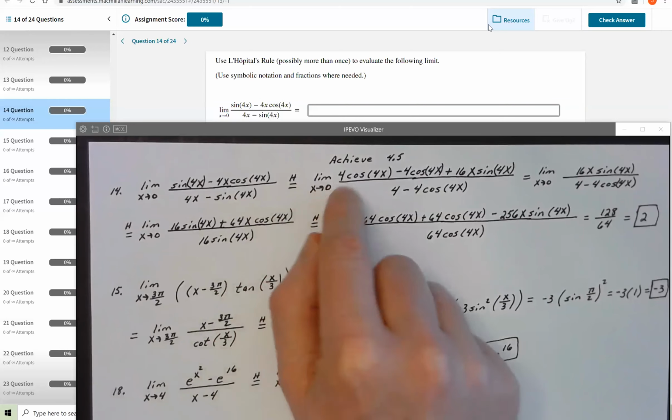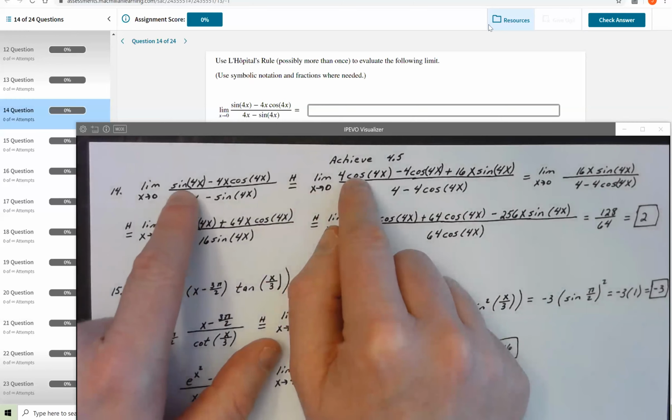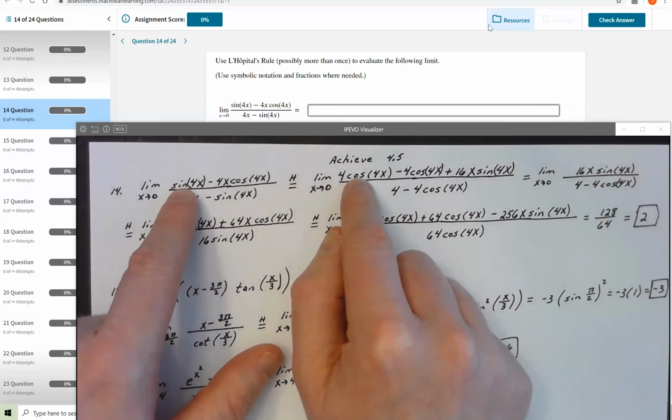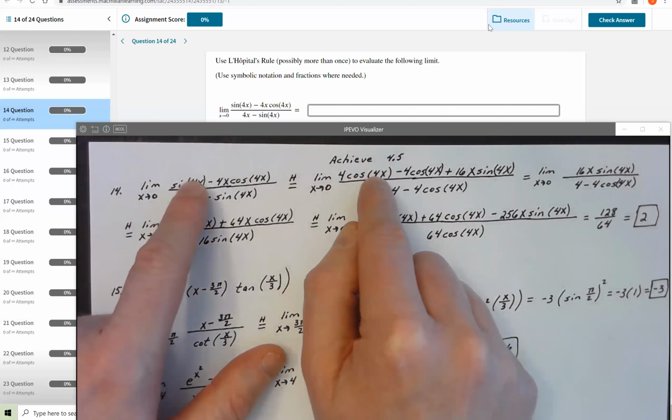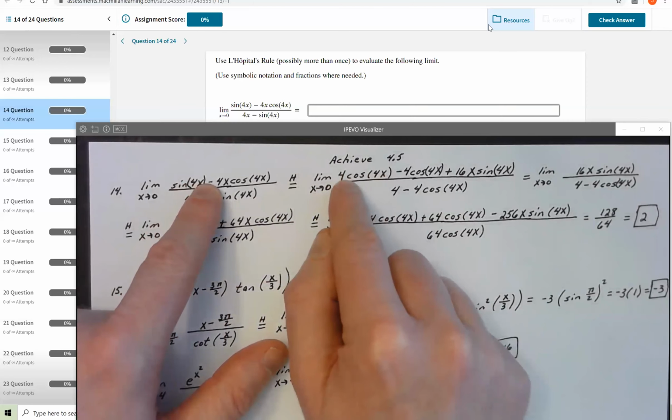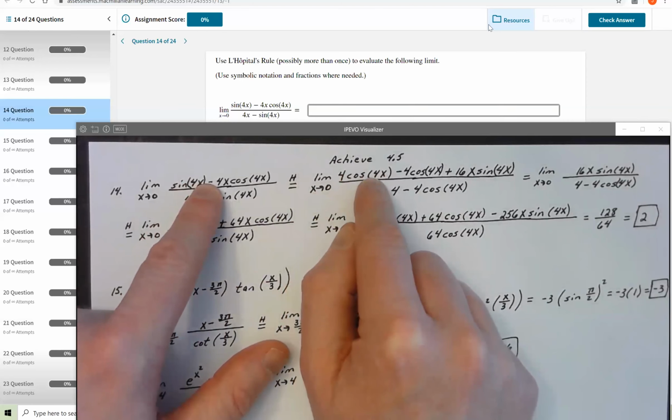Now, one use of L'Hopital, I know that anytime I'm taking the derivative of a trig function that's containing an angle of 4x, it's going to need to be multiplied by 4. So I said, well, derivative of sine is cosine. I have to multiply by 4 since my angle has a 4x in there. I get 4 cosine of 4x.